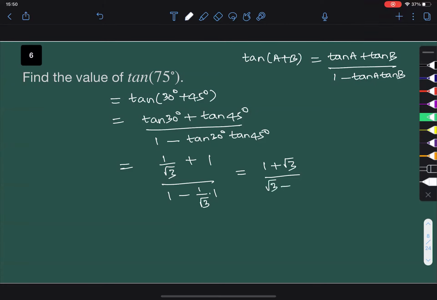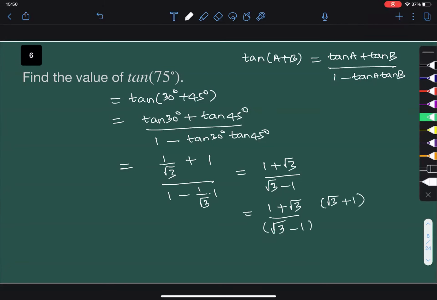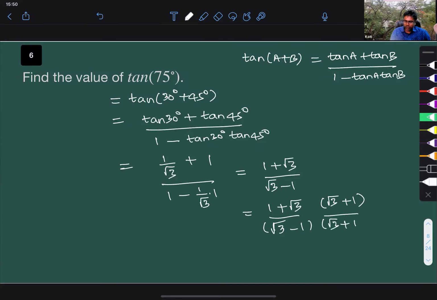Okay, so now can I rationalize the denominator? I think you guys are familiar with rationalization. So what do we multiply with? What is it called? Sudhanya, what is it called? Is it called conjugate? I don't remember the terminology properly. I think we multiply by root 3 plus 1. We just change the sign. So you're multiplying both numerator and denominator by root 3 plus 1.